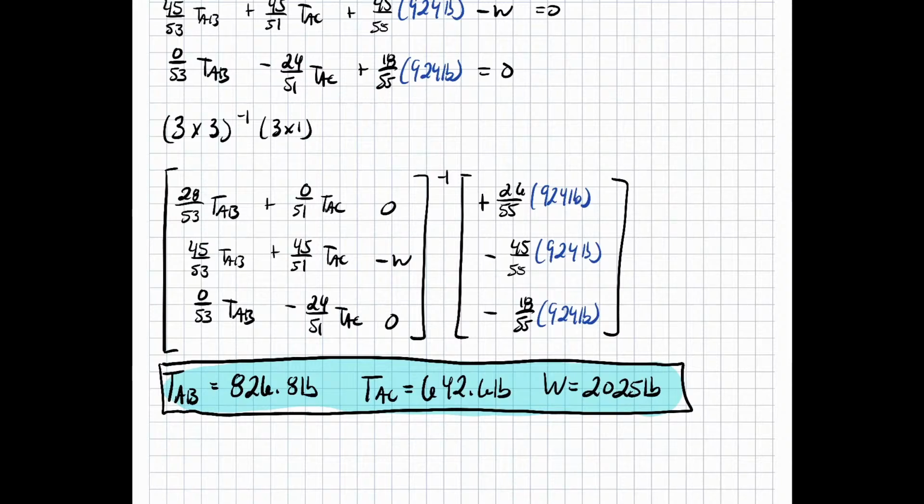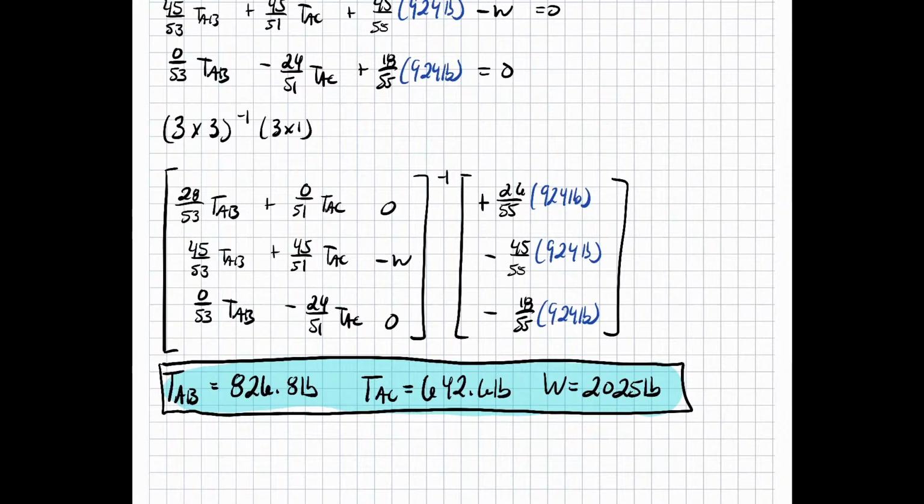If you notice, when the answers came out as tension AB, AC, and the weight, that is because of how we set them up in the matrix. So whatever's in the first column, second column, and the third column is your first answer, second answer, and third answer. And that is it for that problem.